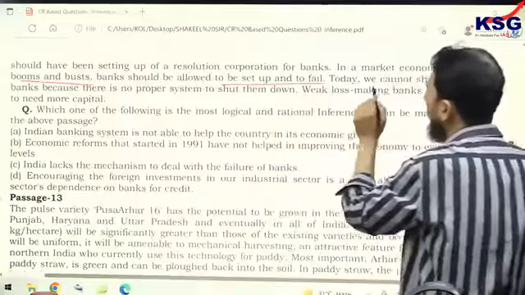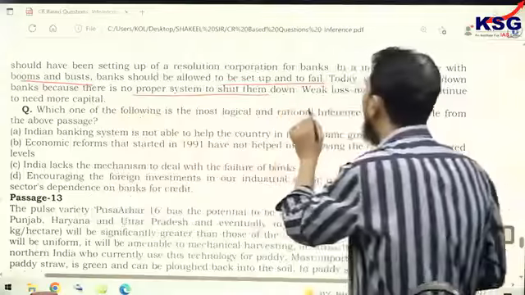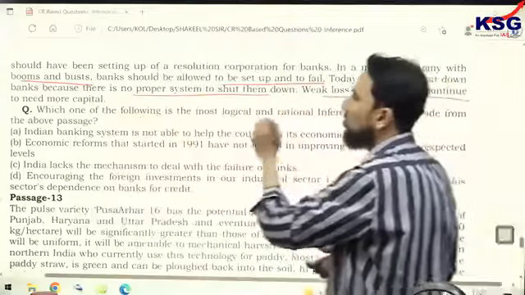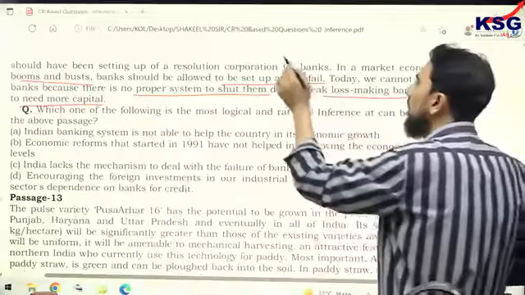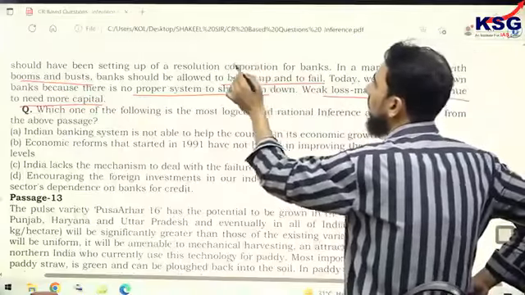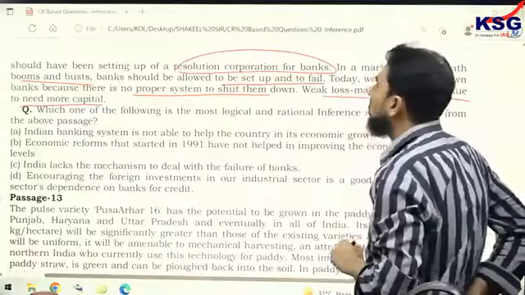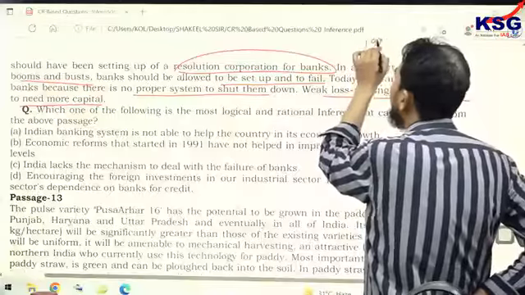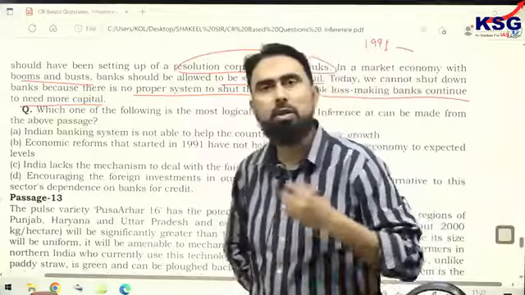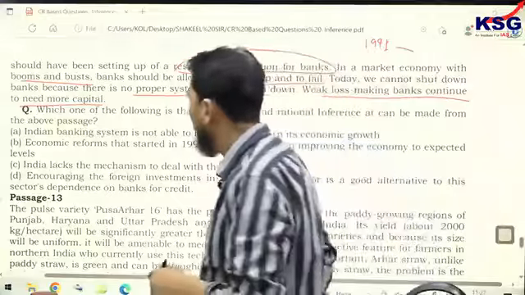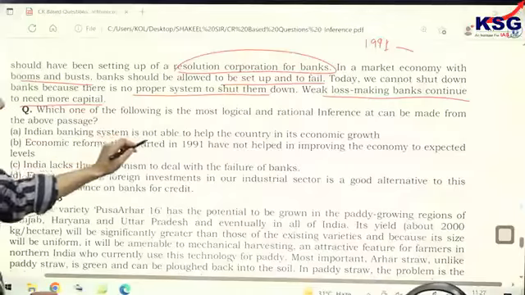Okay. And the problem here is today we cannot shut down banks because there is no proper system to shut them down. So what happens? Weak loss-making banks continue to need more capital. We get to know that this is the author's main issue. That's why he's saying that this resolution corporation of bank that should have been established was not established. So it should have followed the 1991 reforms, but it did not. Right, it wasn't there, so it becomes difficult for us, and the ailing banks continue to do business and they become a liability.